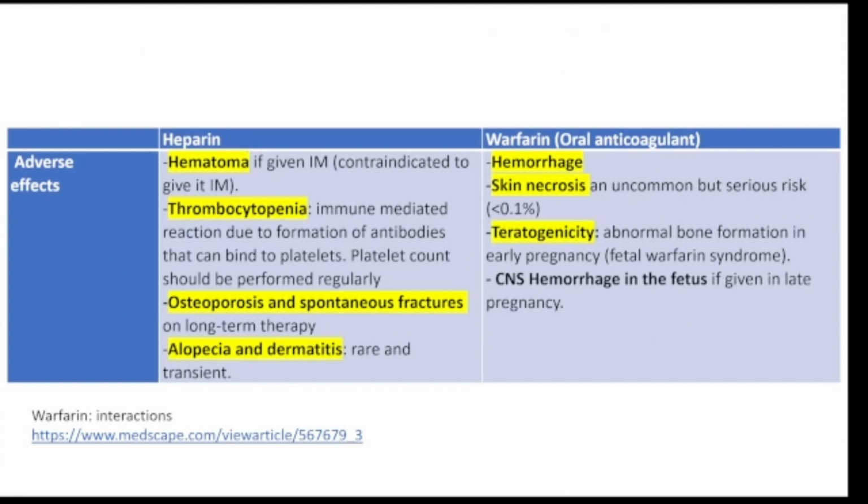Side effects. We don't prescribe heparin intramuscularly because of risk of hematoma. Heparin may cause thrombocytopenia, HIT. Heparin may cause osteoporosis. Heparin may cause alopecia and dermatitis. All these side effects: hematoma, thrombocytopenia, osteoporosis, alopecia, dermatitis. Regarding warfarin: hemorrhage, bleeding, skin necrosis, teratogenicity.